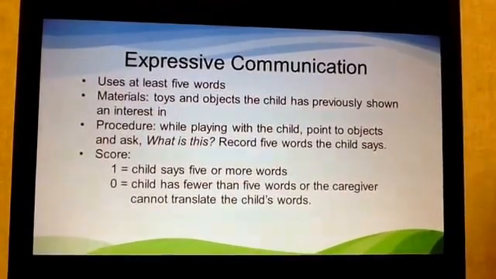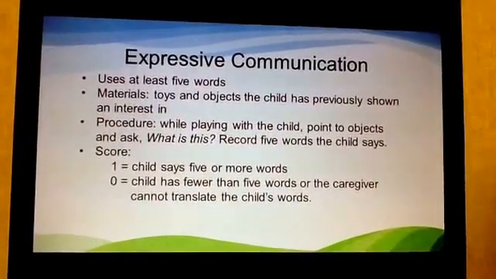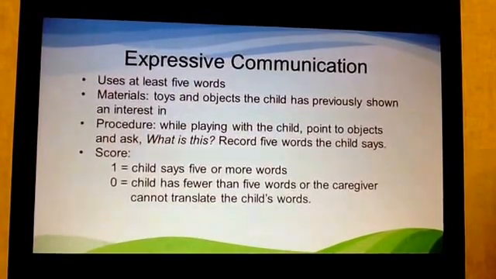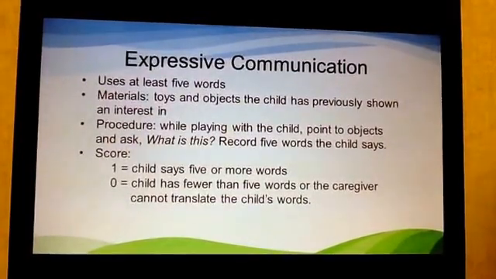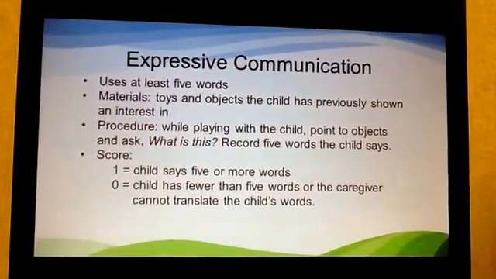Scoring is consistent with the auditory comprehension portion of the test. The clinician will circle a 1 if the child produces 5 words describing the objects. The clinician will simply circle a 0 for responses less than 5 words.